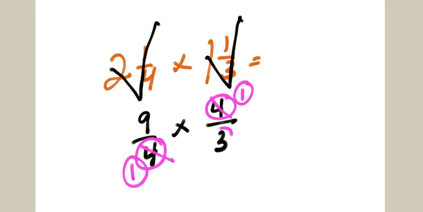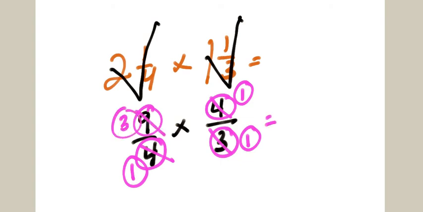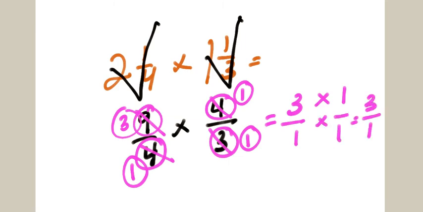I can simplify the 3 and the 9. I can divide them both by 3. 3 divided by 3 is 1. 9 divided by 3 is 3. So now I'm going to be doing 3 times 1, and then on the bottom will be 1 times 1, which would give me 3 over 1, which I can keep like that, or I can change it back to a mixed number, which will just be 3.